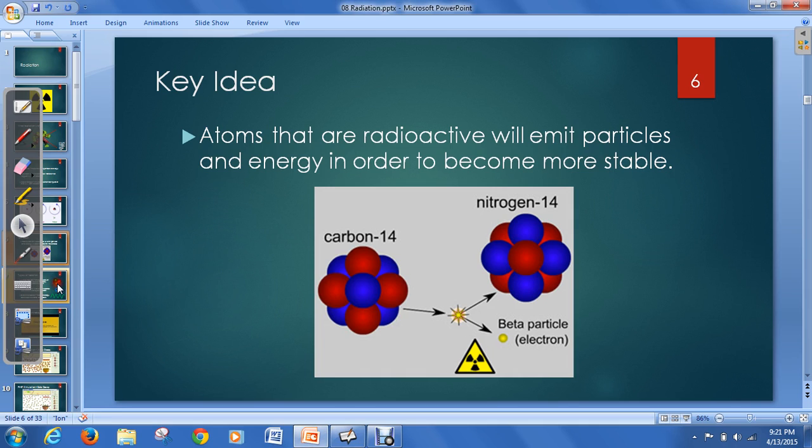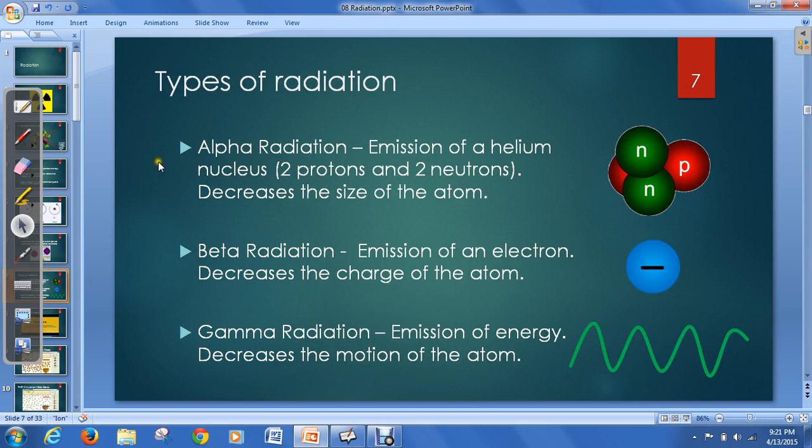So there's different ways that you can become more stable. Okay? There's different types of radiation. So some atoms will emit alpha radiation, which is the emission of a helium nucleus, which is 2 protons and 2 neutrons. Okay? So basically just a big bunch of particles. And this is generally to decrease the size of the atom. So if you have, for example, uranium-238, which has 238 protons and neutrons in it, okay, that's a big atom. It doesn't like having that many particles in the nucleus, so it's going to emit alpha radiation and get rid of some of those protons and neutrons.